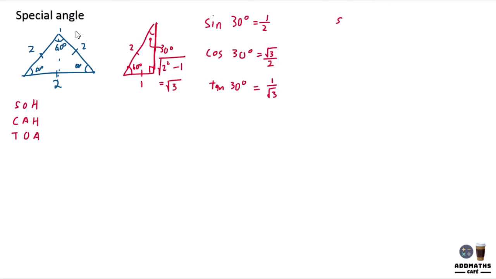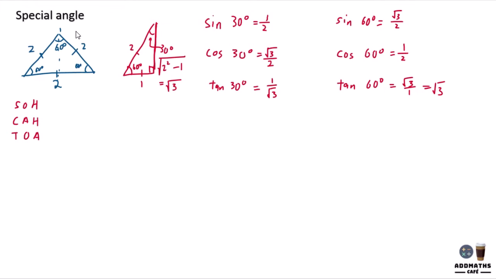Let's say I'm trying to find sine 60. Sine 60 will give me opposite over hypotenuse, which is square root 3 over 2. Cos 60 here will give me adjacent over hypotenuse, which is 1 over 2. And tangent 60 will be opposite over adjacent, so it will be square root 3 over 1, which at the end gives me a square root 3.